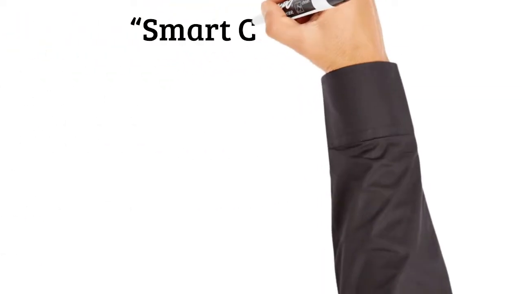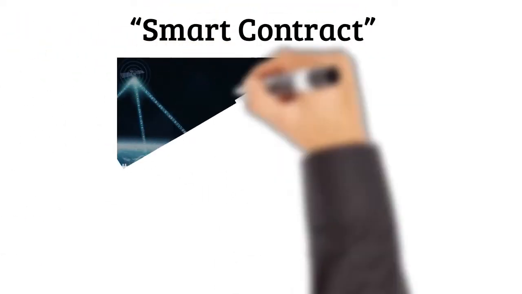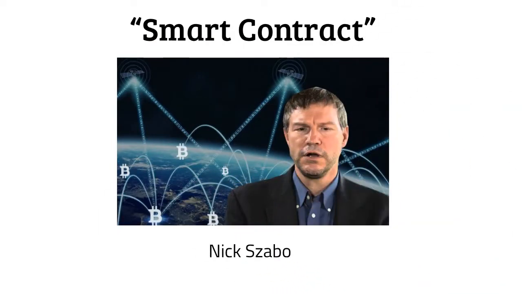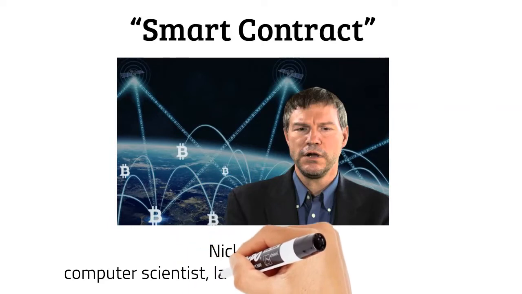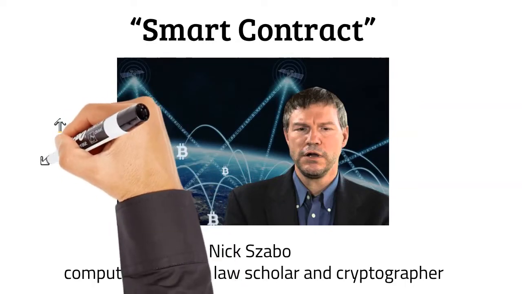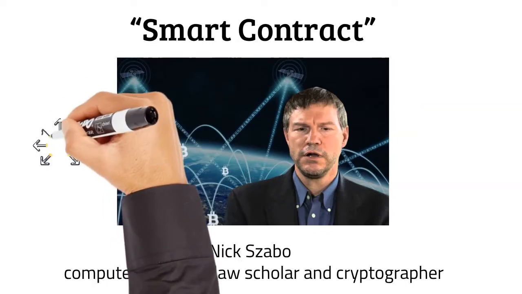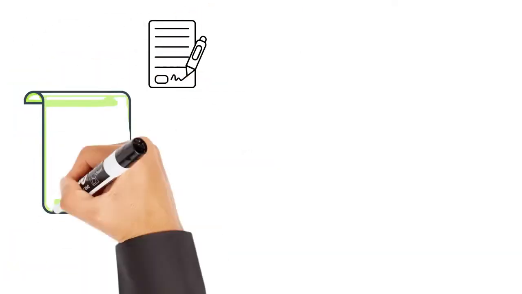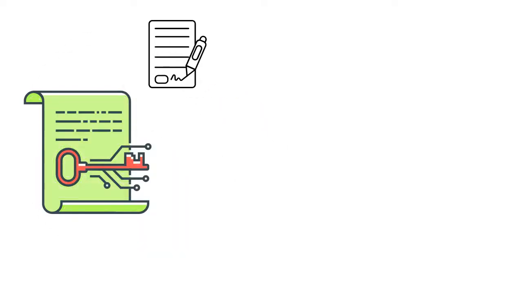The term smart contract was first used by Nick Szabo in 1997, long before Bitcoin was created. He is a computer scientist, law scholar and cryptographer. I will spare you his exact words, but in simple terms, he wanted to use a distributed ledger to store contracts. Now smart contracts are just like contracts in the real world. The only difference is that they are completely digital.